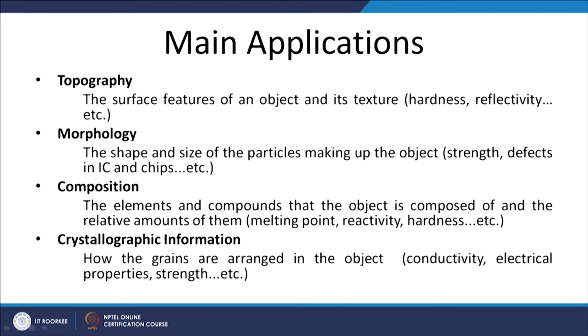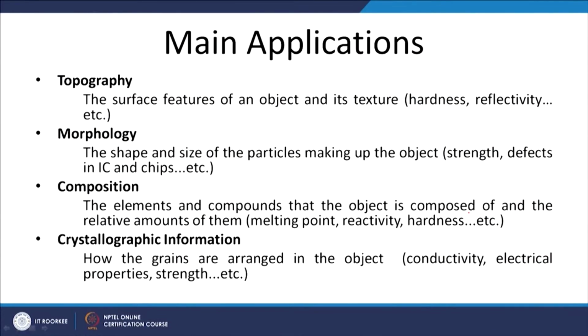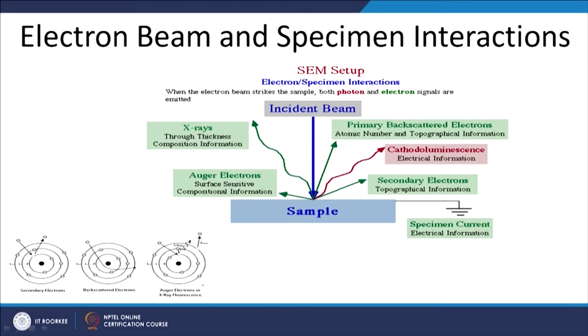Now, it is worthwhile to mention that many times, along with the SEM, one more module is attached, that is called EDAX, energy dispersive X-ray spectroscopy. So, basically this EDAX is used to do the elemental mapping. That can tell you what the composition of the different elements inside the material is. And then crystallographic information, how the grains are arranged in the object, like conductivity, electrochemical properties, strength, etc. So, all this information about the features can be obtained by using the SEM.